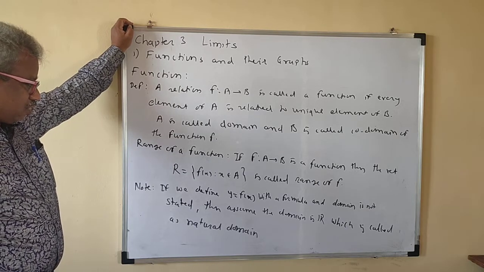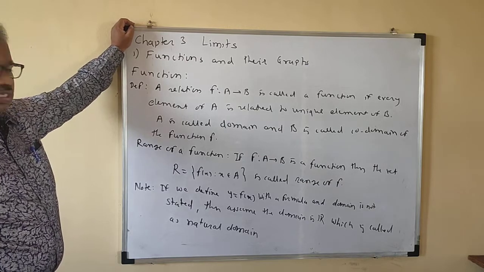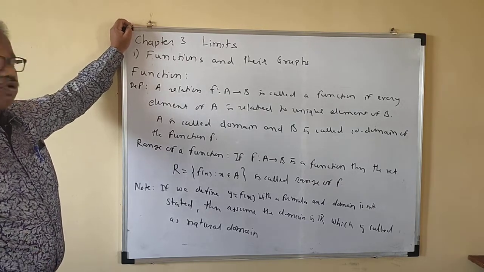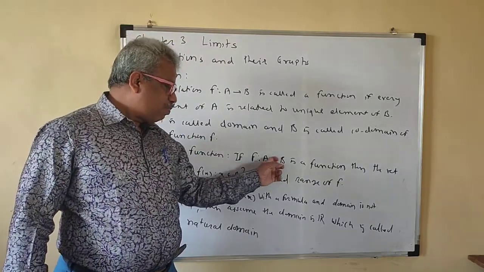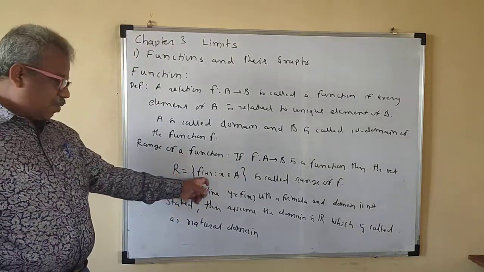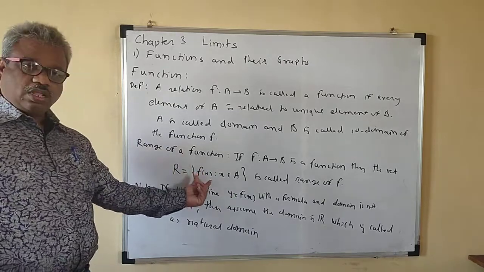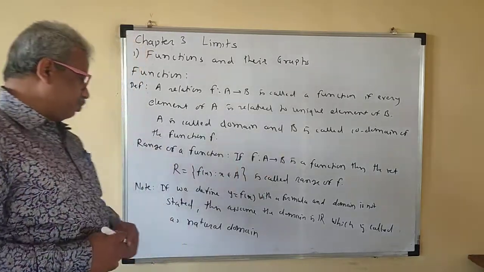Okay. So we are familiar with the function. A is called the domain of the function and B is called the codomain of the function. Okay. So what do you mean by the range of the function? If f from A to B is a function, then the set f(x) such that x belongs to A, the set of all images, is called the range of f.